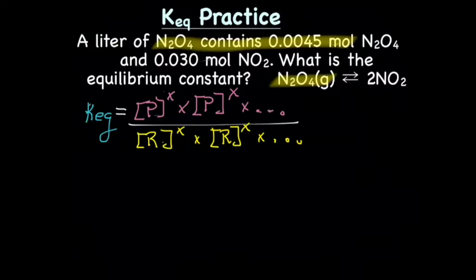Okay, so now let's identify our product. Again, we only have one, which would be NO2. And our story tells us that we have 0.003 mole NO2. Let's also identify the equilibrium constant because that can come into play later. It's what is the equilibrium constant, which is going to be our x.